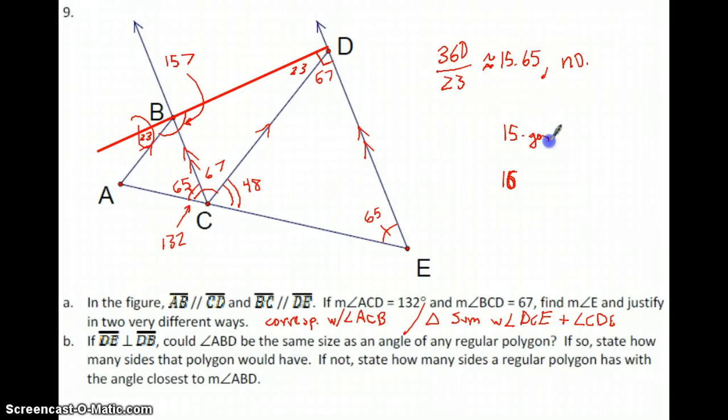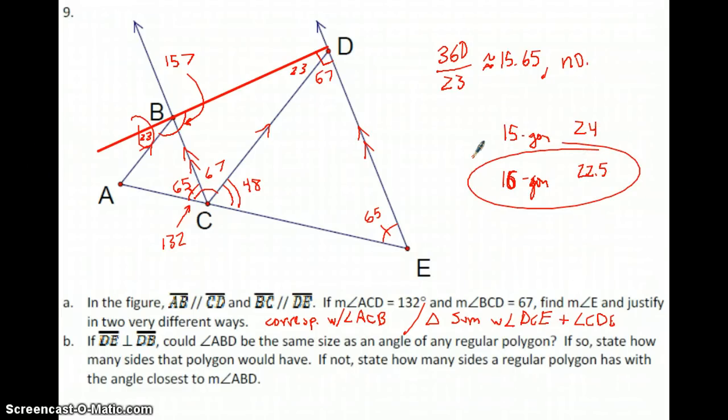A 15-sided regular polygon would have an exterior angle of 360 divided by 15, which is 24 on the outside. 16 would be 360 divided by 16, which is 22.5. Which one are we closer to? With 23, I guess we're actually closer to the 16. We're only half a degree off. So we're actually a little bit closer on the 16-gon.